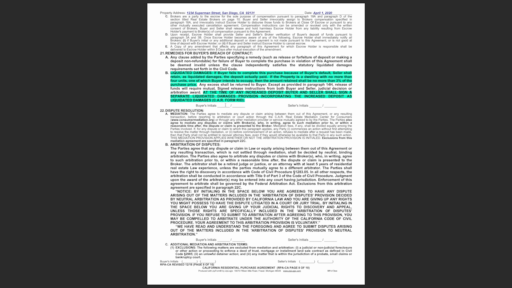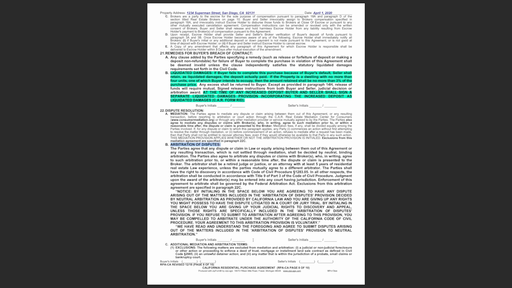For the dispute resolution, we're talking about mediation and arbitration. Now, line item number A is saying that if there's a problem in this transaction, the parties, the seller and the buyer, are going to agree to go to mediation prior to doing anything else. Next would be arbitration disputes. Now, arbitration is also optional, and it's the same thing. They must agree on whether to do arbitration or not agree. Initial items have to match on this section as well.